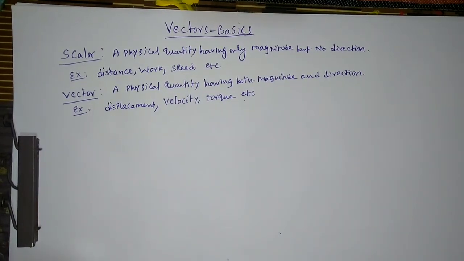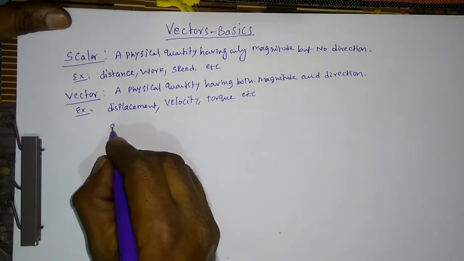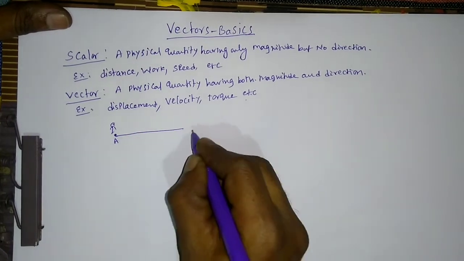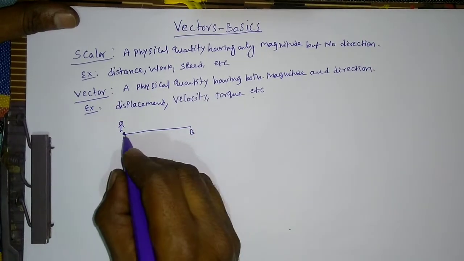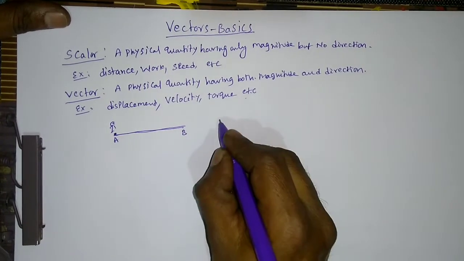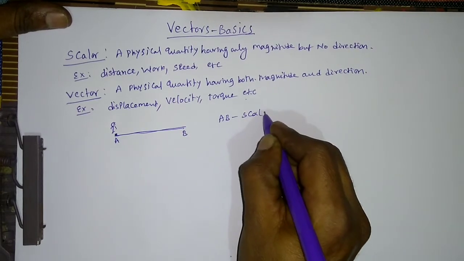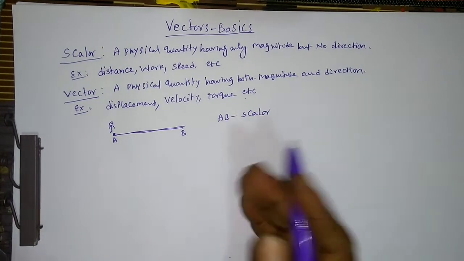Now how can you represent a vector? Say for example, a person is here, moving from this point to this point, that means A to B. If you say the length itself indicates the magnitude, that means AB, which we can call a scalar. That means here there is no direction. The person is moving from A to B or B to A, we don't know.